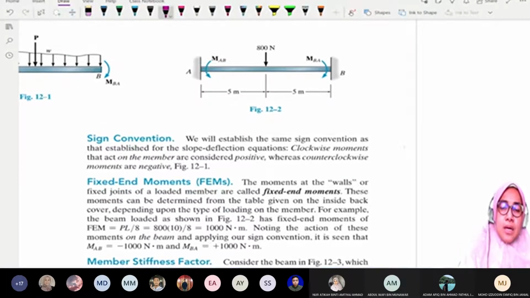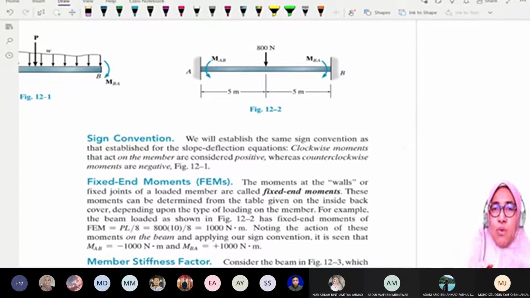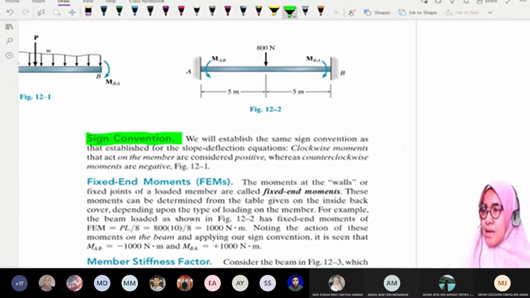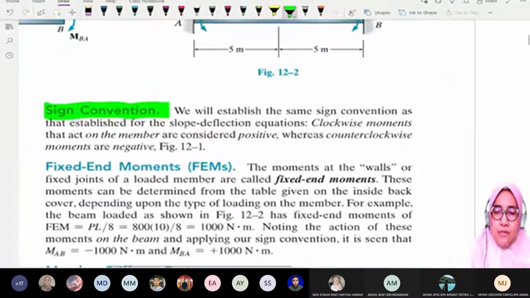This is the important thing that you need to know before we start doing analysis. Number one is sign convention. Sign convention. Read this carefully.